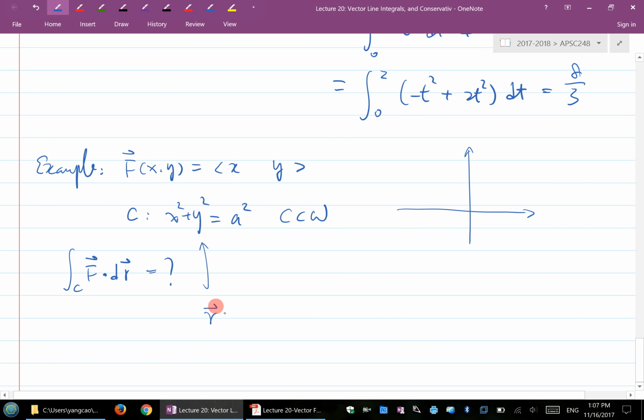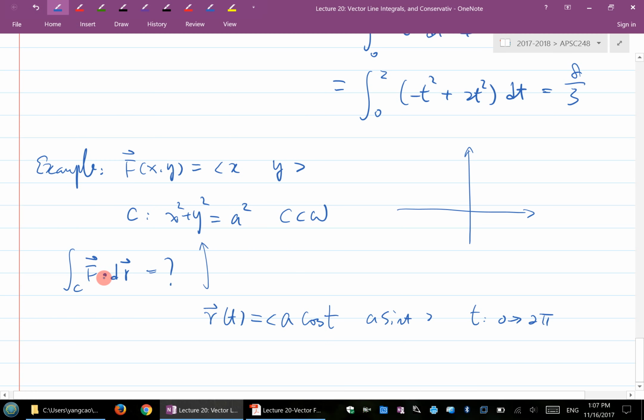So for curve C, you're going to have to find it. It's a cosine t, for example, and a sine t, and t goes from 0 to 2 pi. That's the parametric equation for a circle. Then you can substitute this into the line integral formula, step by step, and you'll be able to calculate the line integral.